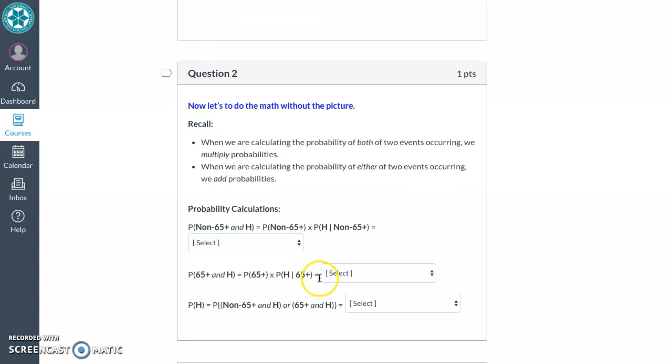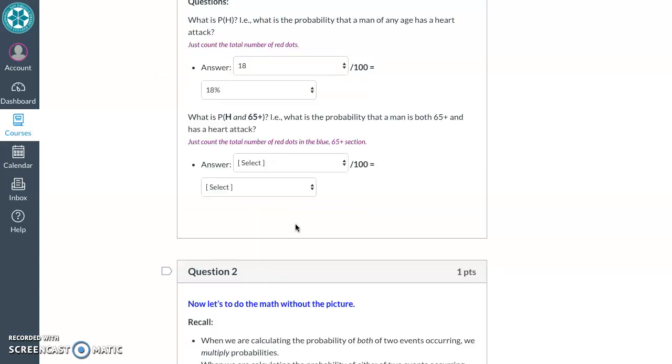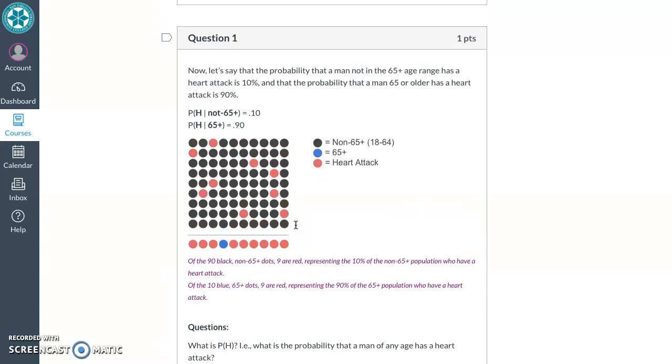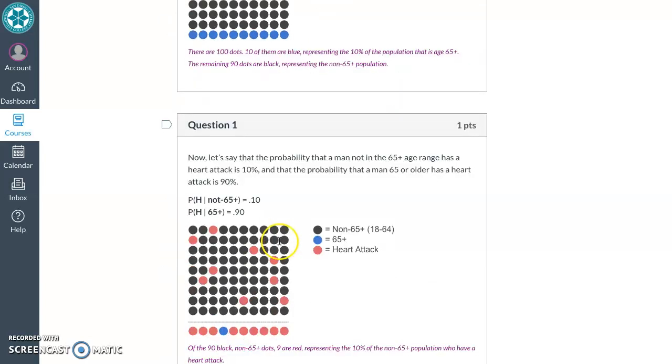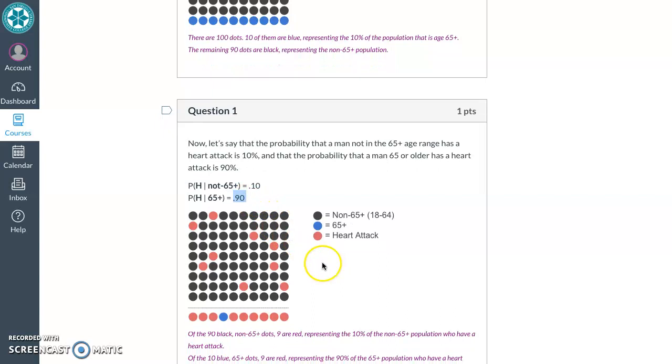So we want to figure out what is the probability that you are in the 18 to 64-year-old group and have a heart attack. So you multiply: what's the probability you're in that group? And we have new numbers now. I made them up. So we said this time that 90% of the population is in the 18 to 64 group and only 10% of our population is 65 plus. So now this is 90.